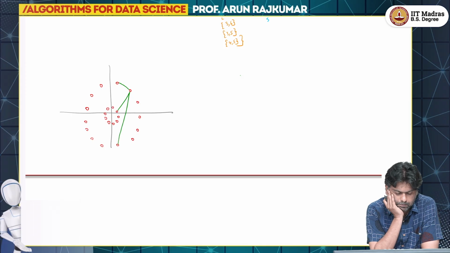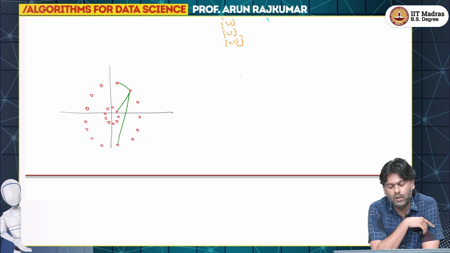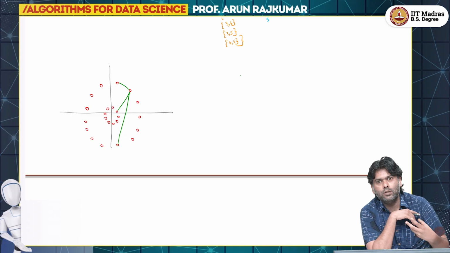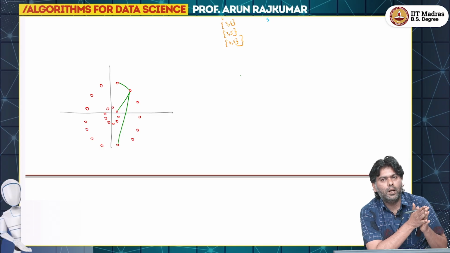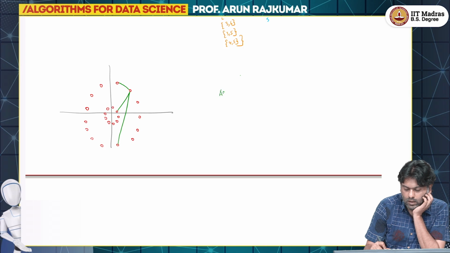Now, what we want to do is assign some weights to these edges, and because there is a natural geometry to these data points, the weights can depend on this geometry itself. So, assign weights based on distances.